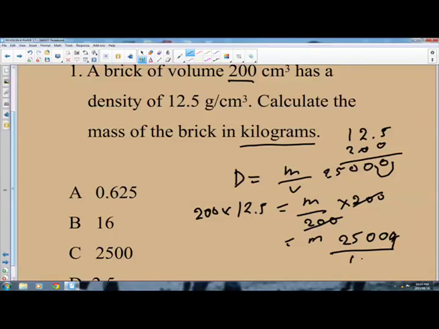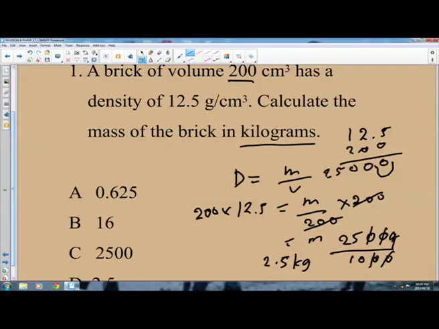Let's divide by 1000. The 0 here will cancel this one, the 0 here will cancel this. Then you are remaining with 25 over 10. When you divide 25 by 10, you will get 2.5. So the answer is 2.5 kilograms.